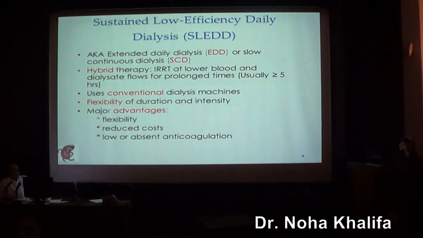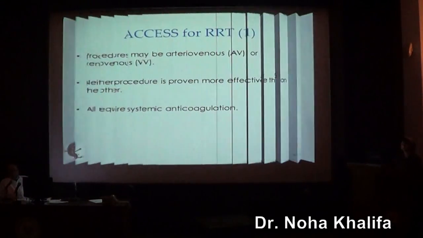This is a hybrid therapy that is basically the intermittent dialysis that we all perform in our center, but you don't use 4 hours. You have to use at least 5 hours, or maybe even more. And you individualize your own prescription according to your patient, your nurses, the hypercoagulability state or the disease tendency of the patient. It uses conventional dialysis machines. It's very flexible. You don't need any other special filters or special machines. So the advantages are that it's flexible, there are reduced costs, and maybe you don't need any anticoagulation at all.